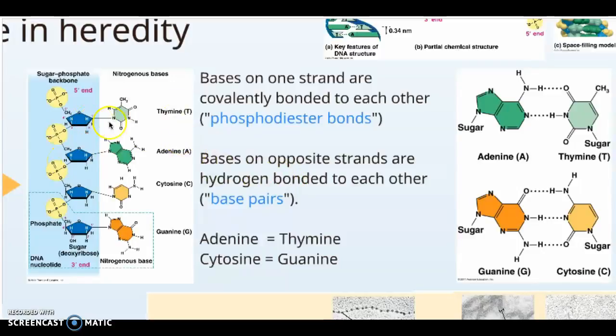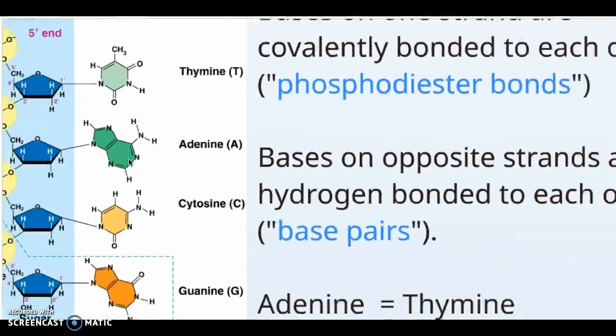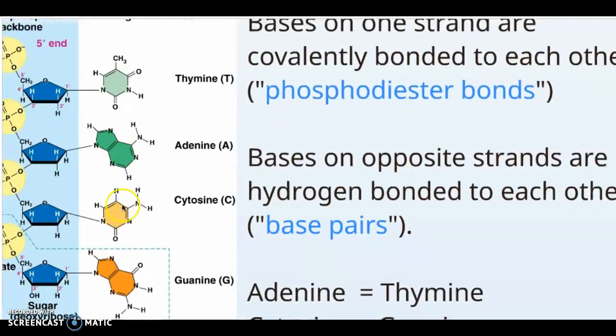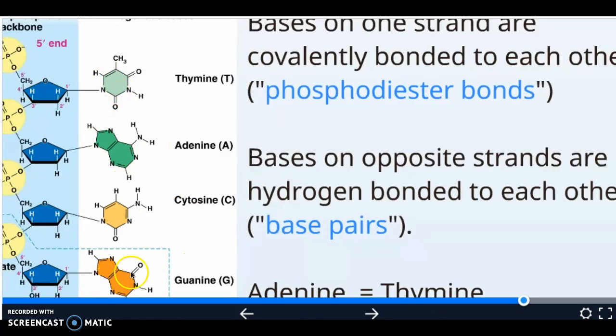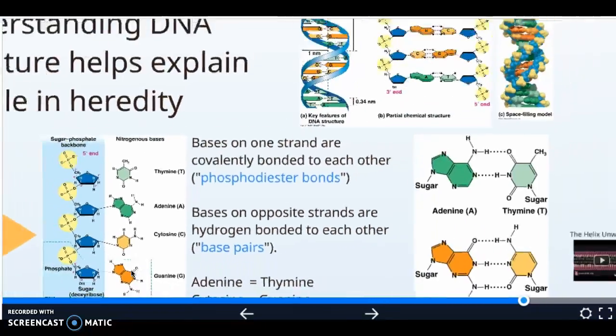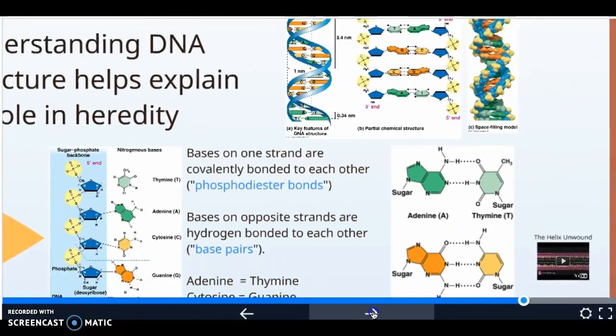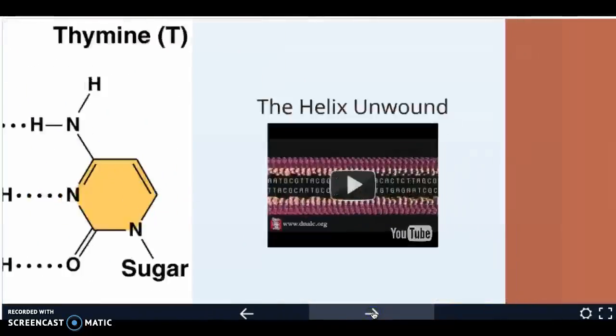The opposite strands become the base pairs, the adenine to thymine, guanine to cytosine. And we see those here. Notice, and if I can get a little closer for you, the adenine is double ringed, cytosine and thymine are single ringed, and guanine, of course, is double ringed. And so that's important later on when we talk about the structure of DNA.